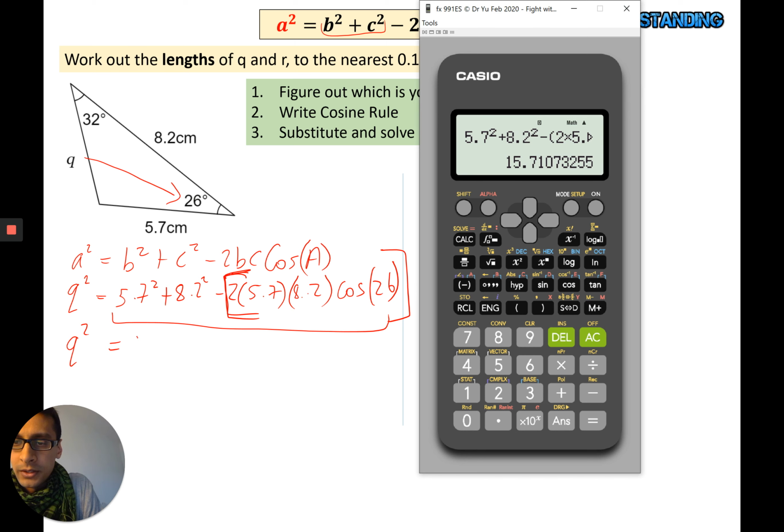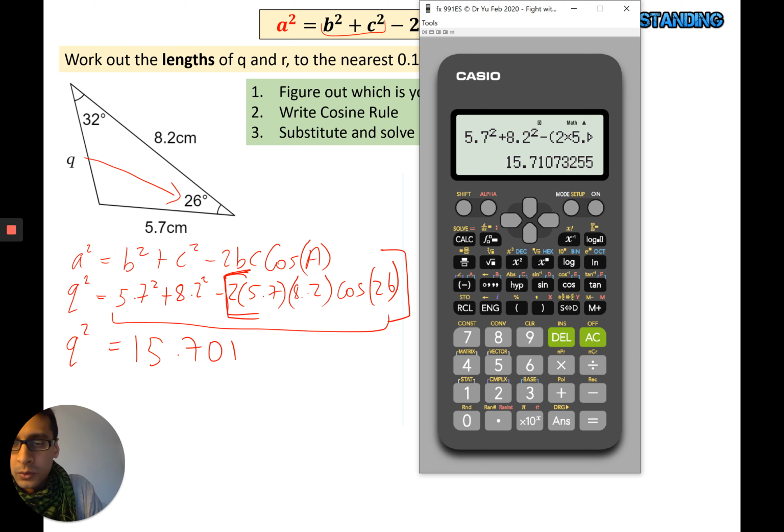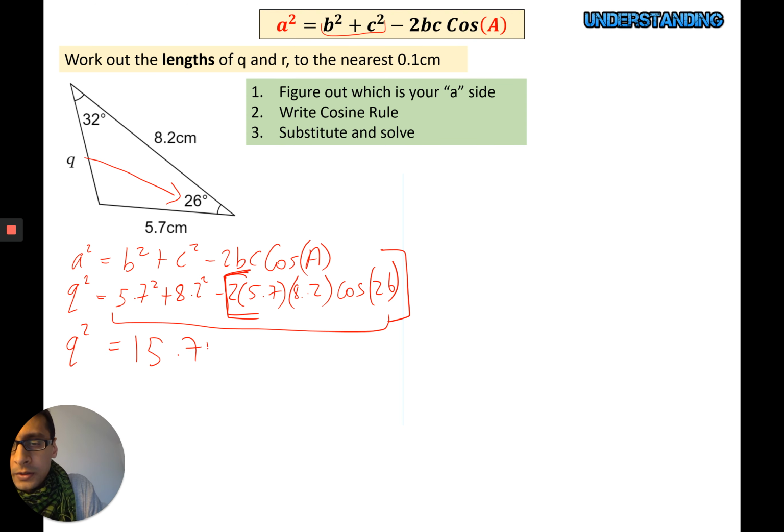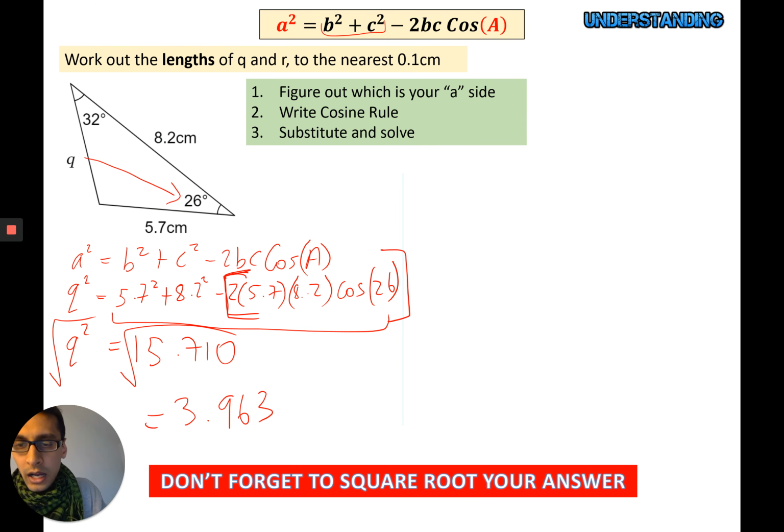That is your Q squared. Now the thing that people always forget is that what you've just worked out is Q squared. You need to work out Q, so you need to square root both sides. And on your calculator, do not round that number. You just press square root answer to get 3.963. And it's asking to the nearest 0.1, so you just round that to 4 centimeters. That's your answer to question 1.